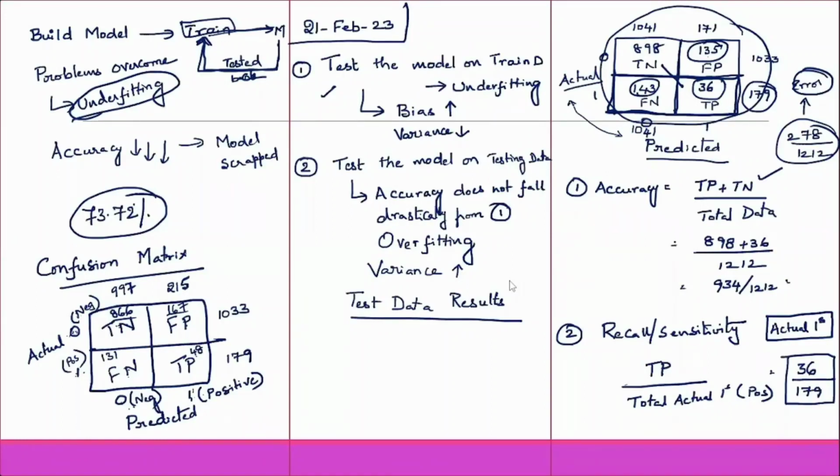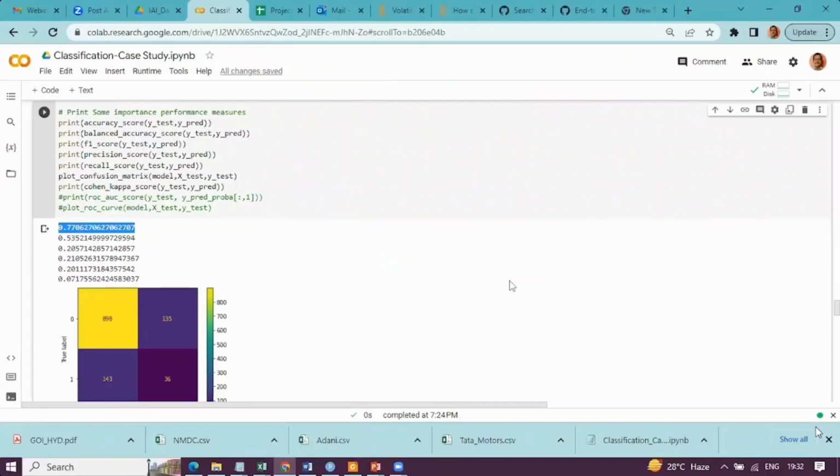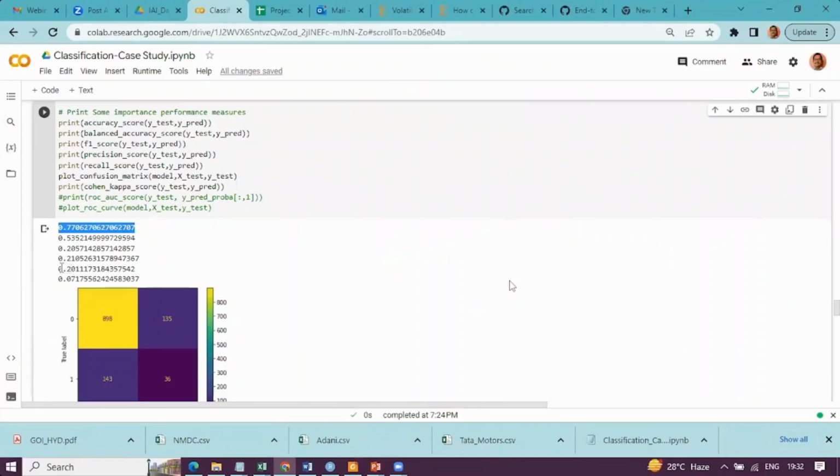If my model was able to accurately predict those people who have defaulted, it's going to be more helpful, because if I am able to predict the defaulters early, it is very possible that I can take the necessary preventive action. So that is the reason the sensitivity or the recall value is 36 divided by 179. So it's approximately around 20%.